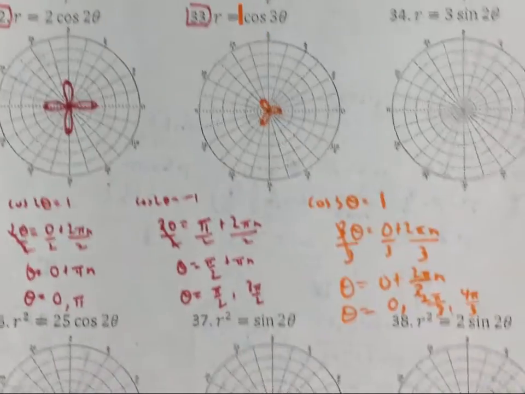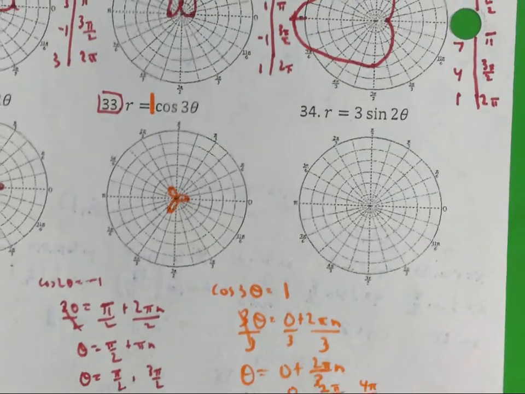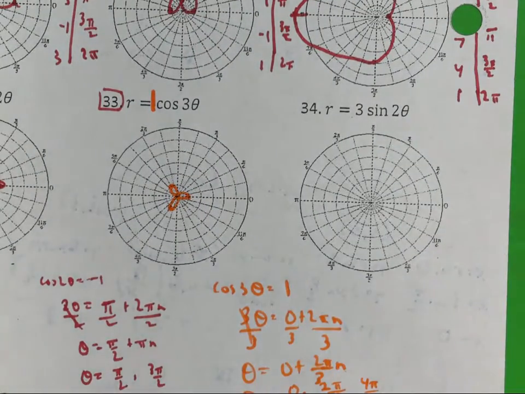Graphing polar equations. Your homework on that first page, we did 33 together, didn't we? Okay, let's look at 34. What type of problem is number 34 going to give you? What is that? A rose.